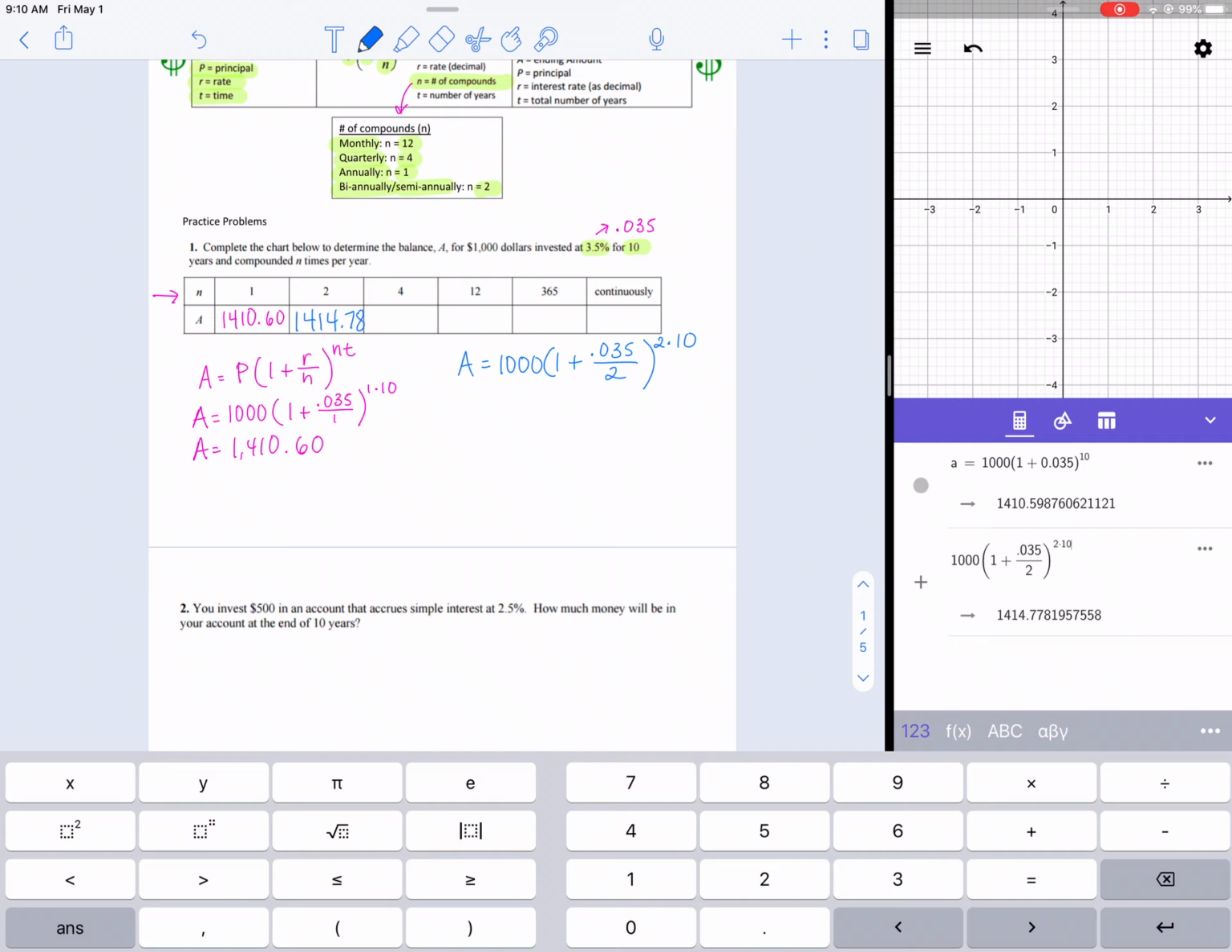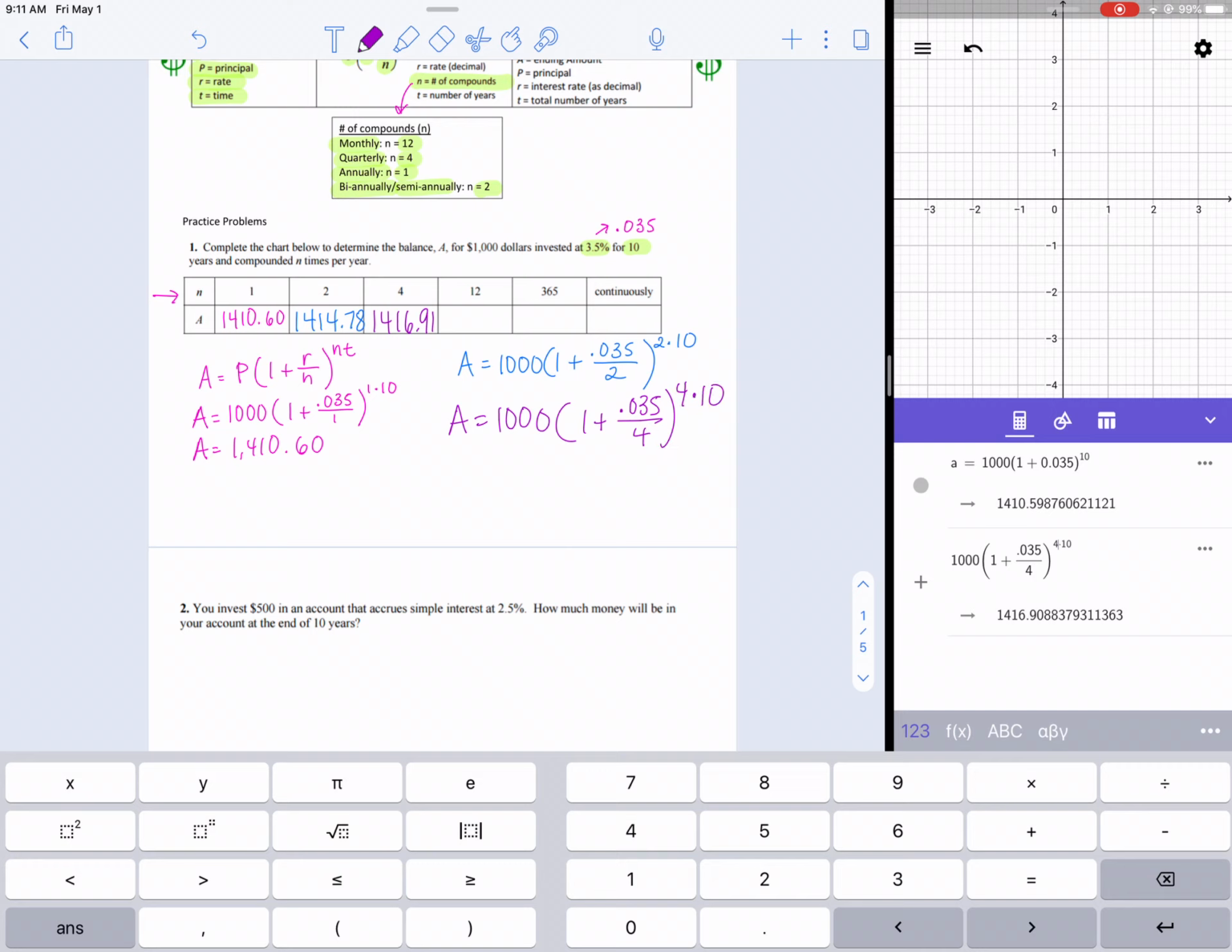Okay, so what happens if I go back here and instead of going crazy, what's the only thing going to change with the 4? I'm going to divide by 4, and this is going to be multiplied by 4. So now there's my new number, $1,416.91. Okay, so all that is now changing is that number that's being divided by 0.035 and being multiplied by 10. Again, if I wanted to show that, I could show 1,000 times 1 plus 0.035 divided by 4, to the 4 times 10.